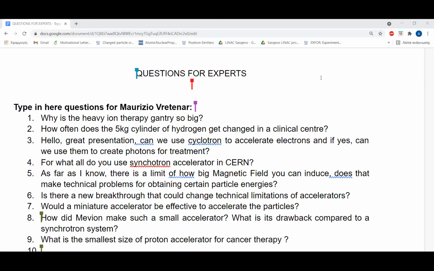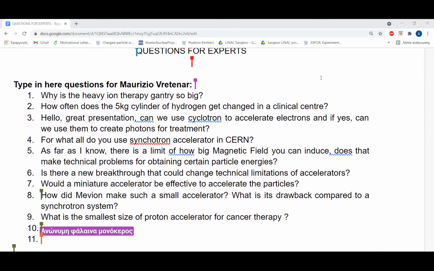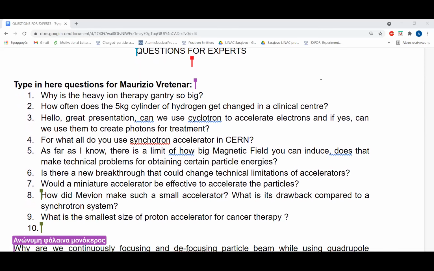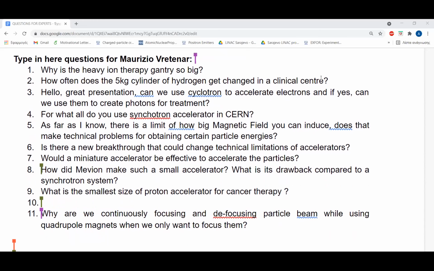Comparing synchrotrons with cyclotrons is always difficult, but in general, at low energies, cyclotrons are better. At high energy, synchrotrons are better. In between, there can be some discussion. Okay, we can discuss. What is the smallest size of proton accelerator for cancer therapy? You will see in the next lecture. It is still a design, but you will see this in the next lecture.